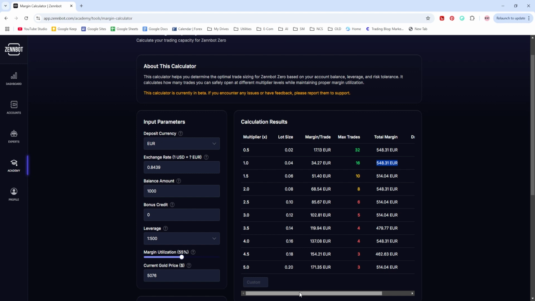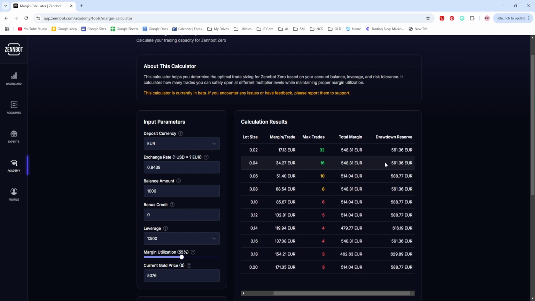And if we scroll to the right hand side, we can see we have a drawdown reserve of 561 bucks, or euros in this case. This means that we are utilizing 55%, which translates to total trades of 16 based on our 1000 account balance, leaving us room to breathe of about 561 euros of drawdown reserve.